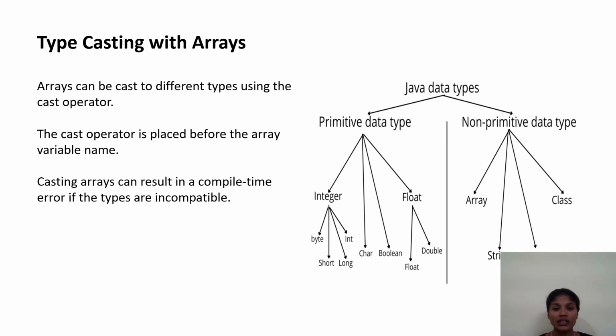In Java, there are two types of data types: primitive data types and non-primitive data types. Primitive data types are integer, float, int, short, long, boolean, and double. Non-primitive data types are array, class, and string.